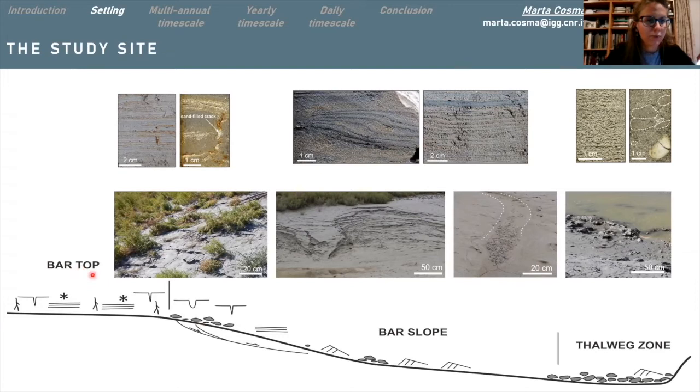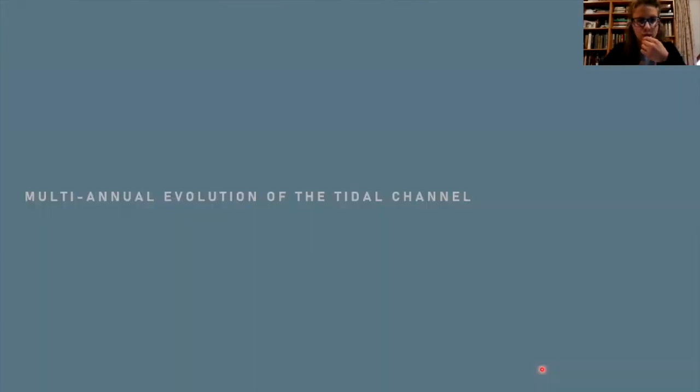Furthermore, in the bar top, you will see oxidation and mud cracks related to subaerial erosion of this zone, and also roots related to the pioneer vegetation. Along the bar slope, there are also scours and slumps, and also some kind of rills which transport sediments toward the Talweg zone. And this was just to give you an idea of the study site.